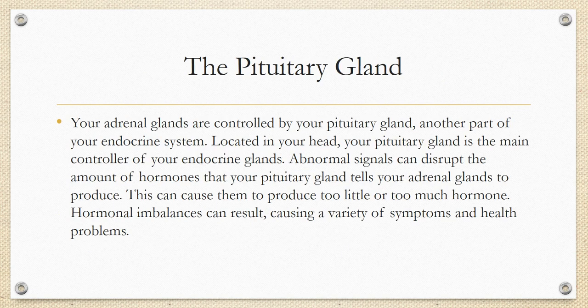The pituitary gland. Your adrenal glands are controlled by your pituitary gland, another part of the endocrine system. It's located in your head, and it's the main controller of the endocrine glands. Abnormal signals can disrupt the amount of hormones that your pituitary gland tells your adrenal glands to produce. This can cause them to produce too little or too much, and the hormonal imbalances can result in a variety of symptoms and health problems.